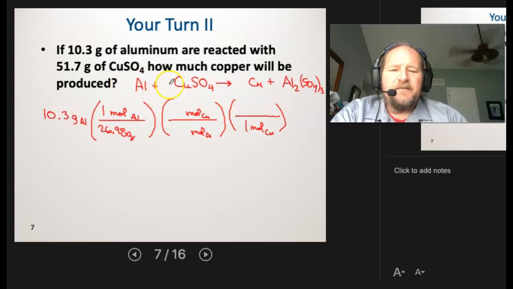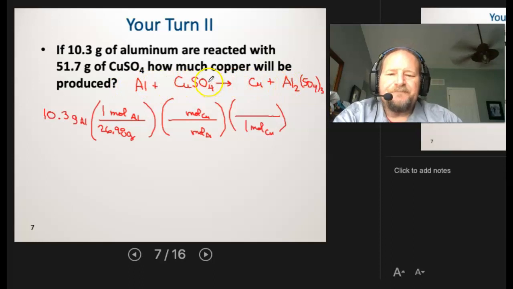All right, now that we have all of our compounds and formulas in here correctly, now we need to balance it. So we're going to need 3 sulfates. So I'm going to put a 3 in front of the copper sulfate. We're going to need 2 aluminums. So I'll put a 2 in front of the aluminum. Since we have 3 copper sulfates in the beginning, we're going to need to make 3 coppers in the end. And there's our balanced chemical equation.